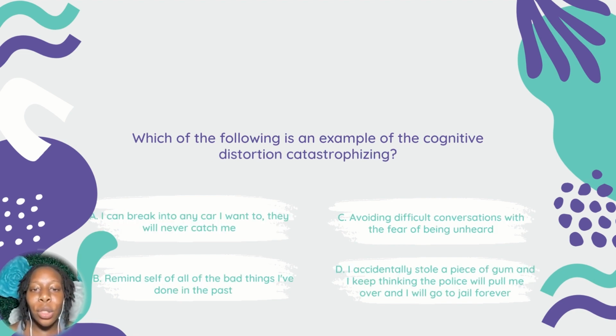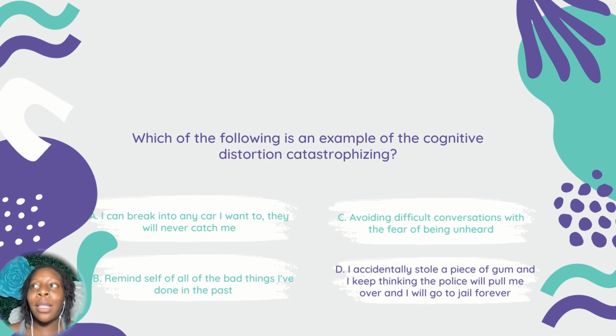All right. So the next one is, I'm going to tell you now, I'm messing up on this word. Which of the following is an example of the cognitive distortion catastrophizing? I'll give you 10 seconds on that. All right. I accidentally stole a piece of gum, and I keep thinking the police will pull me over and I'm going to go to jail.